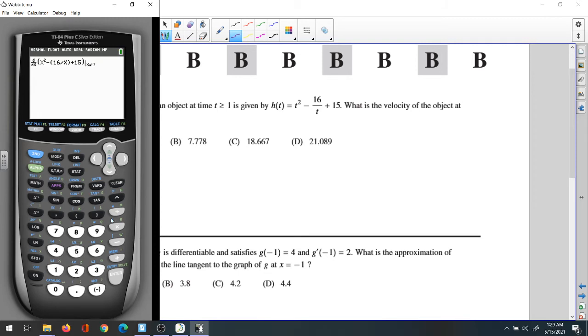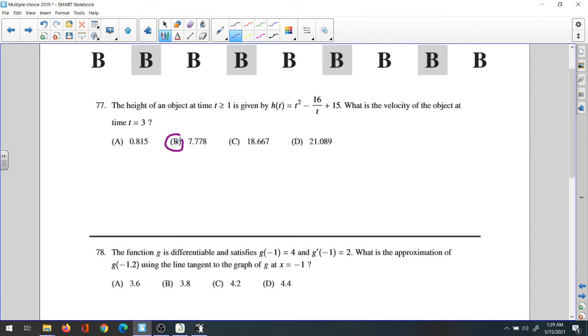Then we scroll to the right, at x equals 3. Enter. And it's going to be 7.778, or 7.77. So the correct answer for that is B.